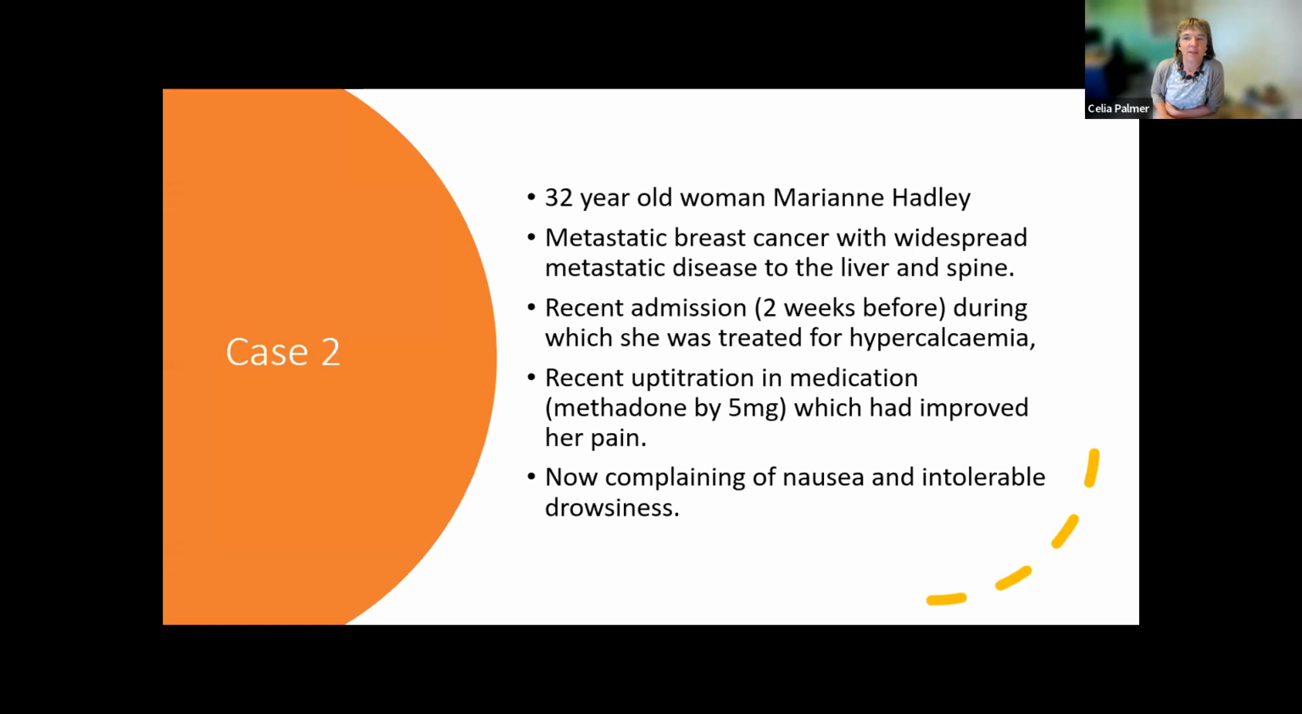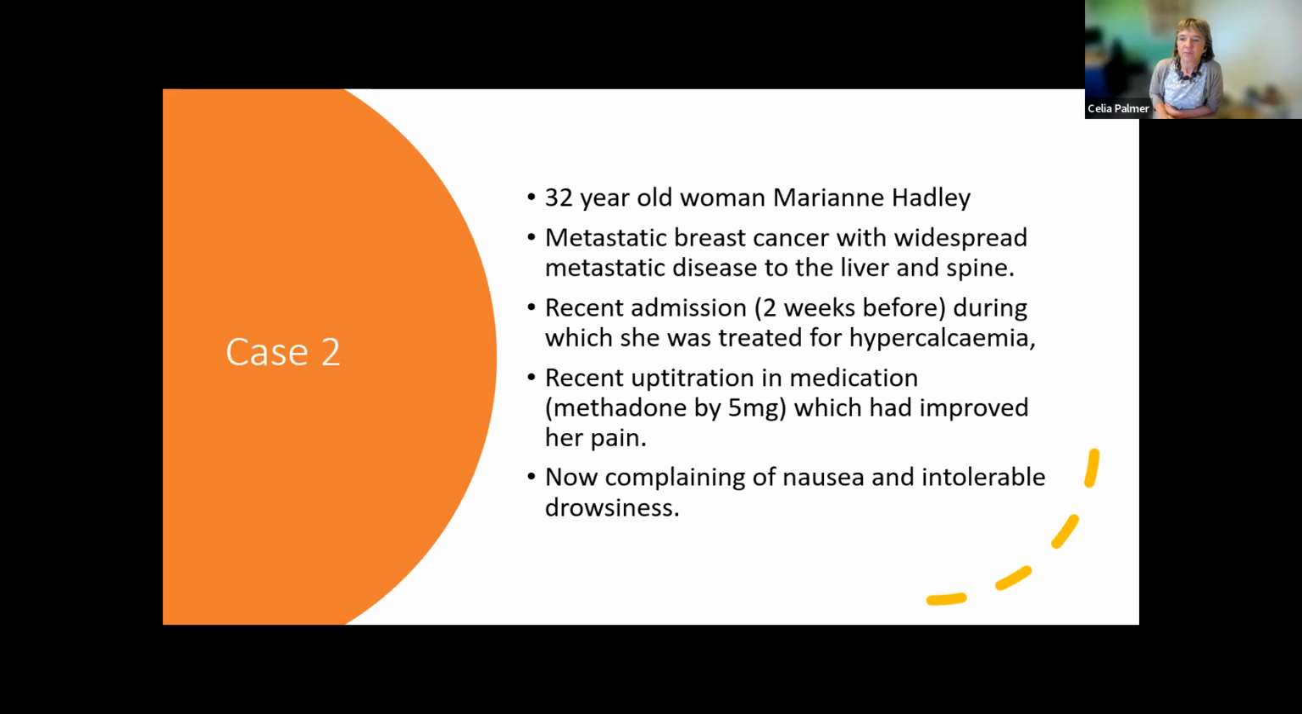So Marianne was a 32-year-old woman with metastatic breast cancer to the liver and spine. Before this occasion that I'm talking about, she'd had an admission in which she was treated for hypercalcemia. She'd had a recent up-titration in her medication. She was on methadone for pain, which I think was just because that was the drug of choice for her in terms of managing her pain. Am I right there, Charlie? Yeah, she hadn't been doing very well on other opiates, morphine and oxycodone, so methadone seemed to be the thing that did work better for her.